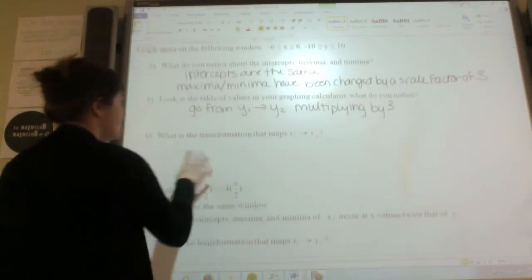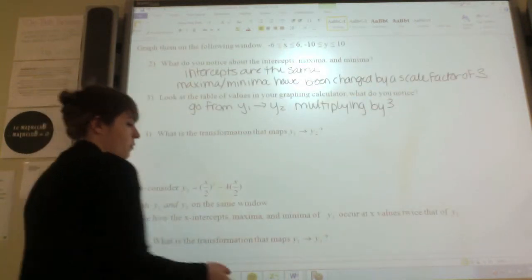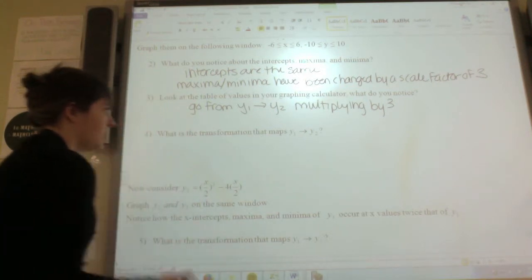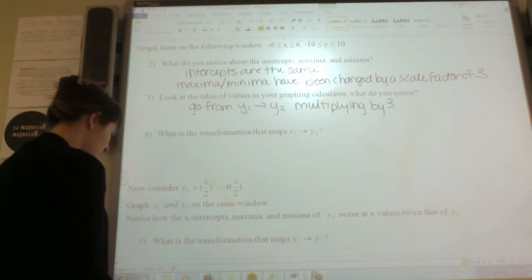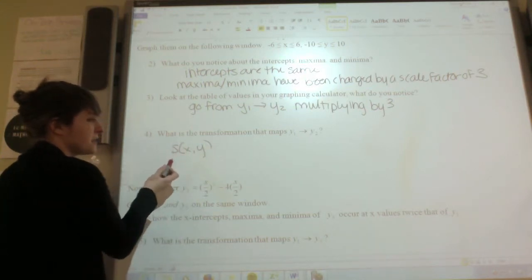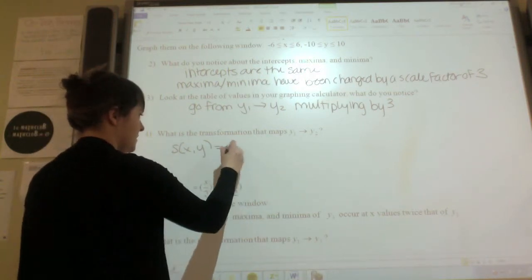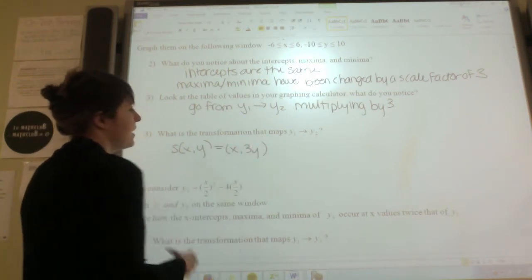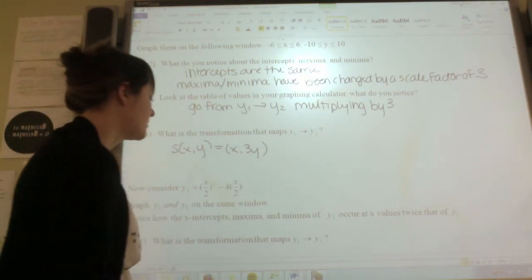So then it says, what is the transformation that maps y1 to y2? Well, if I'm multiplying by 3, and notice that that was just with my y values, the transformation for this function would be S of (x, y), I use S because it's a scale change, is equal to (x, 3y). So I haven't actually changed my x values, but I have changed my y values by a factor of 3.